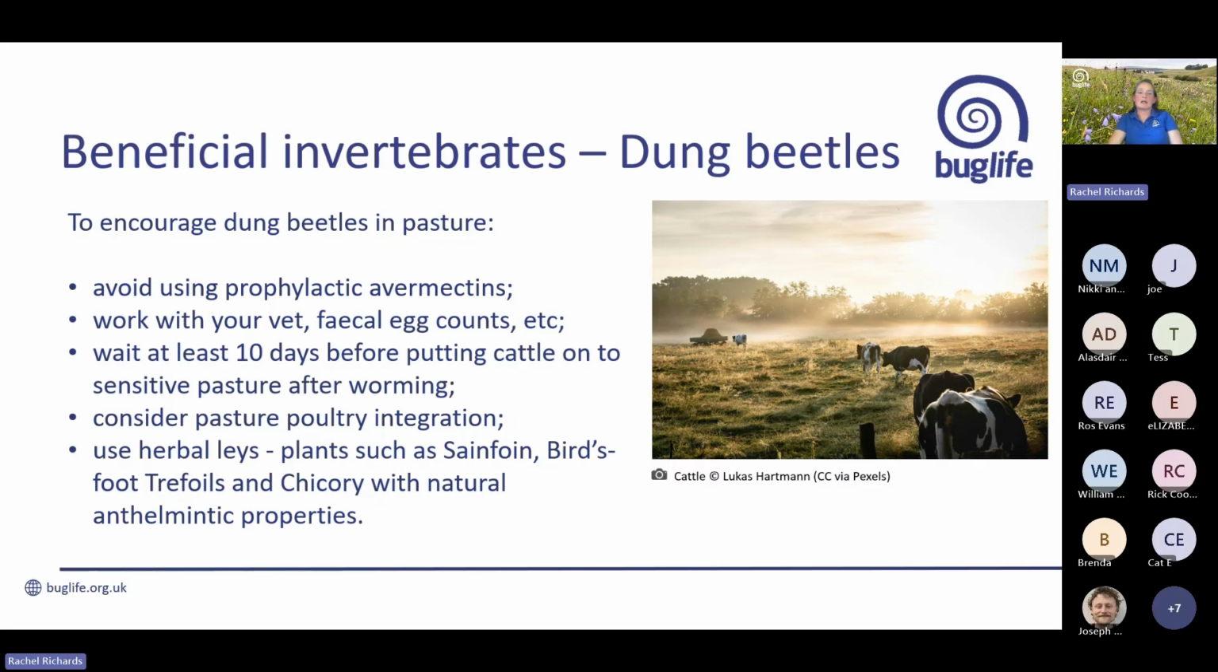But you can use things like poultry integration. So some people have laying hens that follow after the cattle have grazed, and the hens are then pecking things out of the dung as well, so reducing that worm burden as well. And then, of course, there are wild plants that have natural anthelmintic properties, so things like cinquefoil and birdsfoot trefoil and chicory. So having a diverse sward, whether you've got a herbal ley that you've put in, or whether you've got species-rich grassland that's got diverse plants in it, can help to naturally reduce that worm burden in cattle as well.